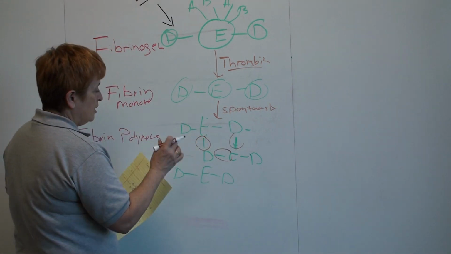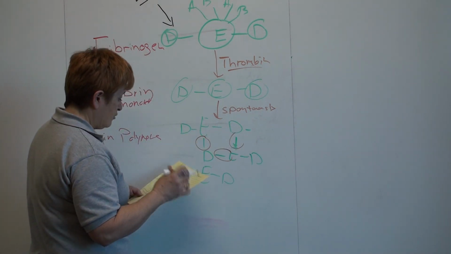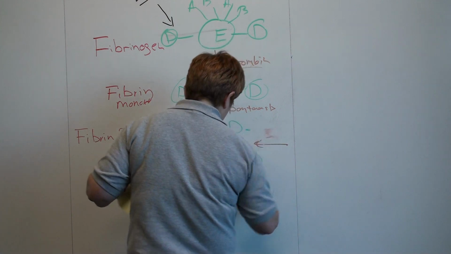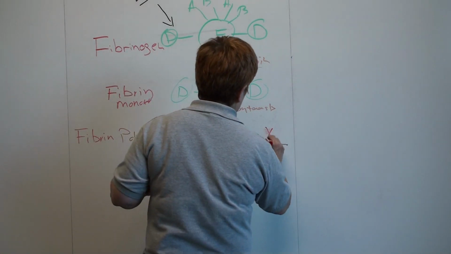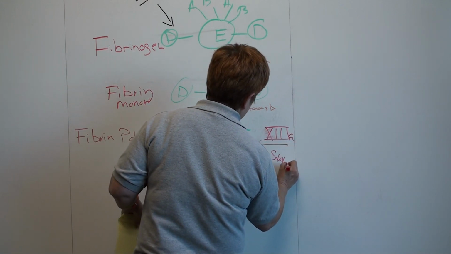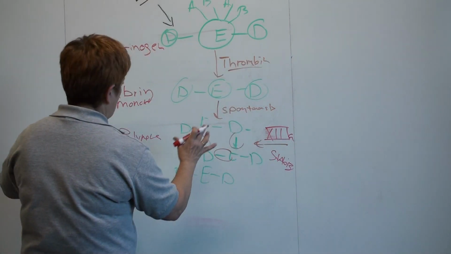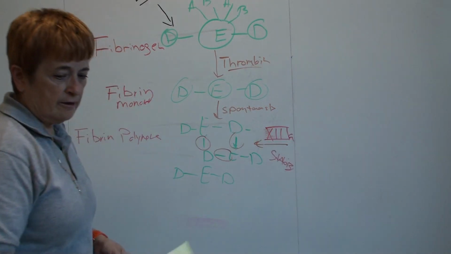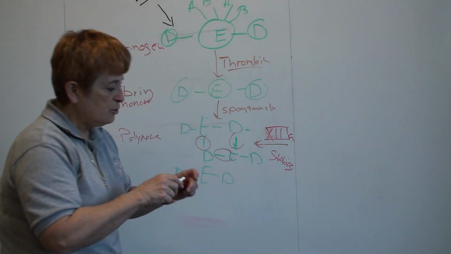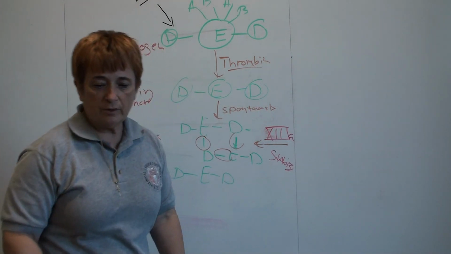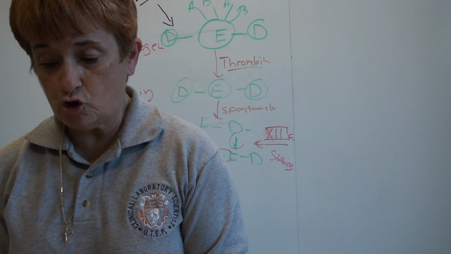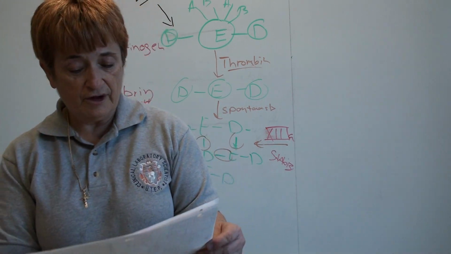Now, what's going to happen now? Remember 13. 13 has to stabilize it. So then we're going to have a 13, 10, 11, 12. 13A is going to stabilize it. And then I get a stabilized fibrin polymer. So that is so cool. That's the way we make our fibrin product. That's how we do that. And that is really so cool. It's just totally amazing.